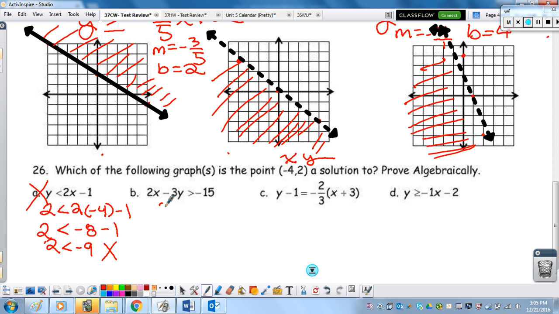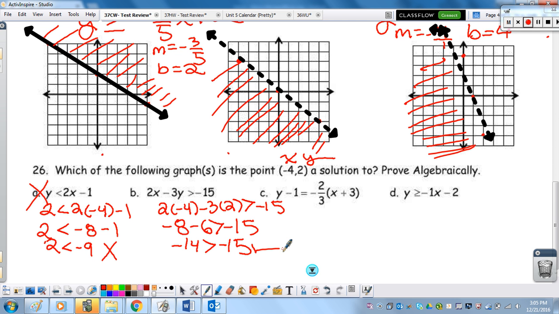So now I'm going to the next one. 2 times negative 4 minus 3 times 2 is greater than negative 15. So now we're going to solve algebraically. That gives us negative 8 minus 6 is greater than negative 15. And that is negative 14 is bigger than negative 15. True or false? It is true. That works. So B is a solution.